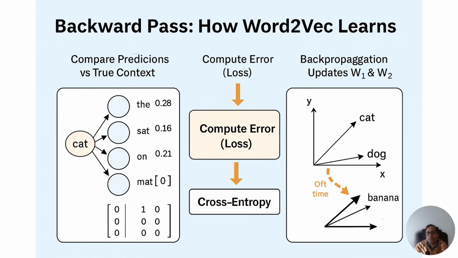Then this process repeats hundreds of thousands of times, and these small updates accumulate. By the end of the training, words that appear in similar contexts, like cat and dog, gradually move close together in the vector space, while unrelated words like banana and cat, or maybe car and cat, start drifting apart. This is how word2vec learns meaning, not by memorizing but by continuously refining its internal geometry to mirror the way words co-occur in natural language.